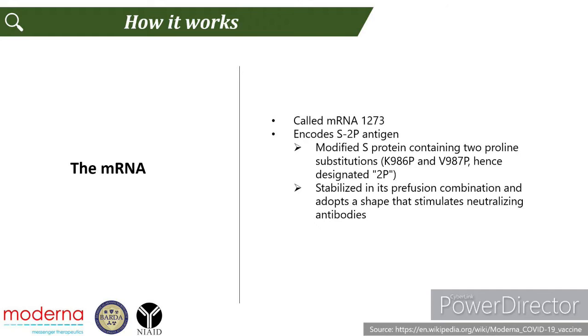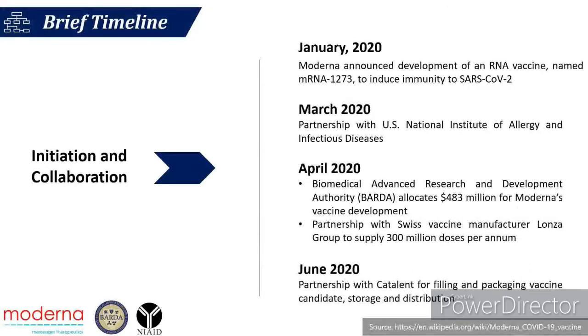It is simply a modified spike protein containing two proline substitutions in the 986th and 987th amino acid position. This causes the protein to stabilize in its prefusion conformation and adopt a shape that stimulates the neutralizing antibodies. Let us go over a brief timeline of the development of the vaccine.